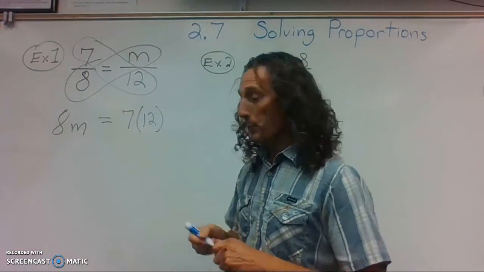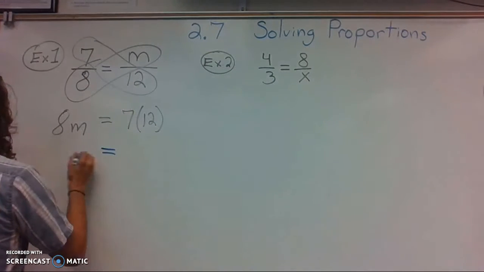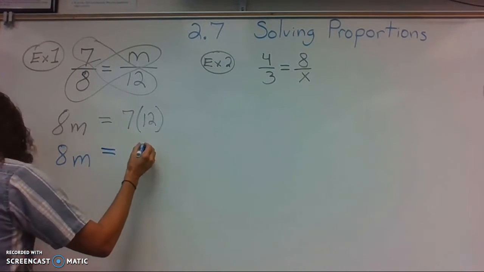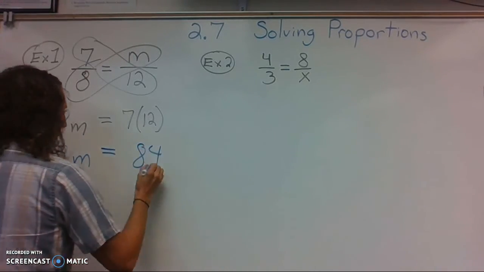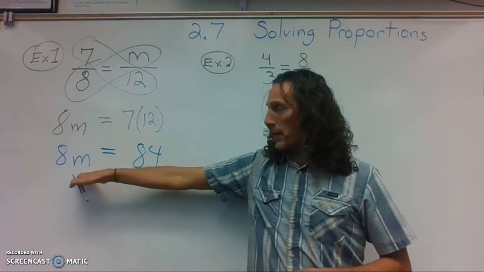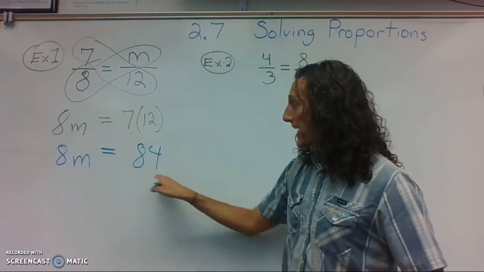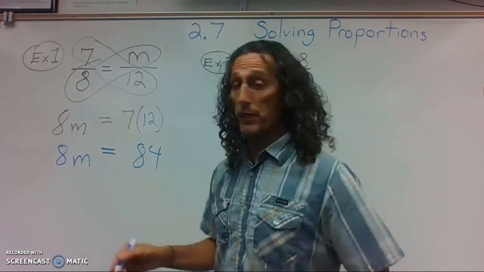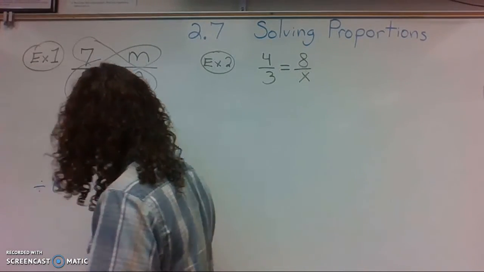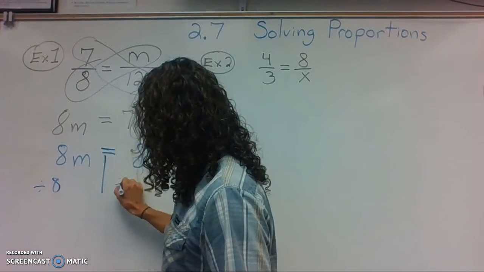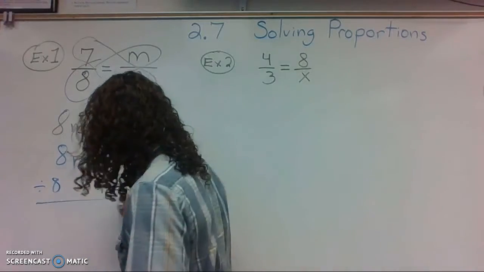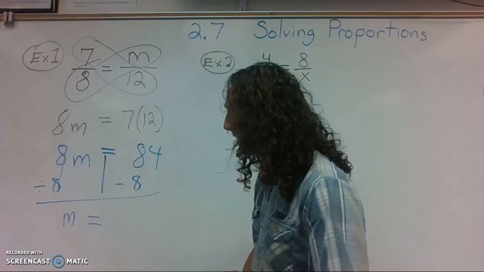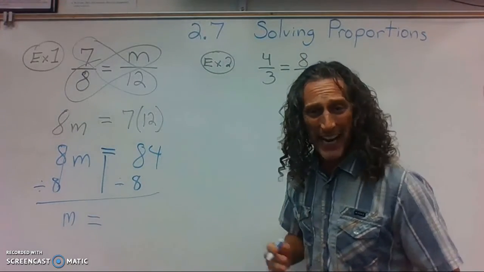We do the little bit of math. And we get, there's my 8m, and 7 times 12 is 84. And at this point, it's just a one-step equation. That's m times 8, just divide by 8. Go on the other side, divide by 8. These two cancel out, the m falls down, put your equal sign, and then 8 actually does not go into 84.